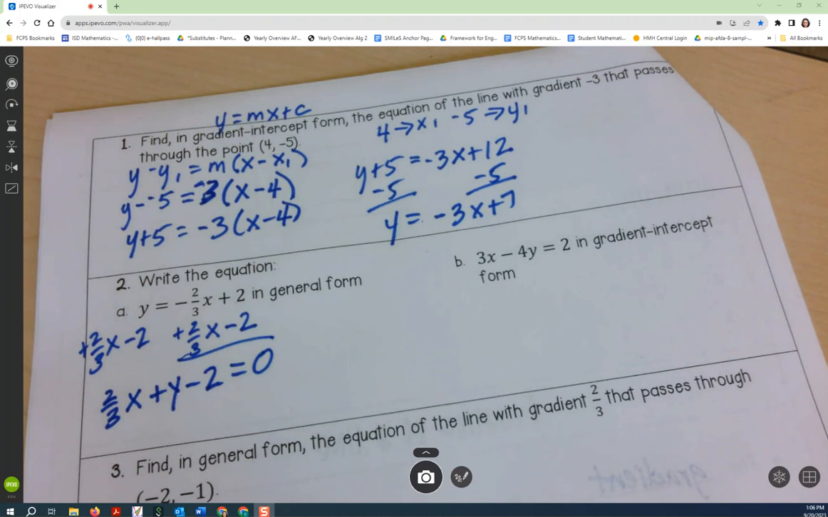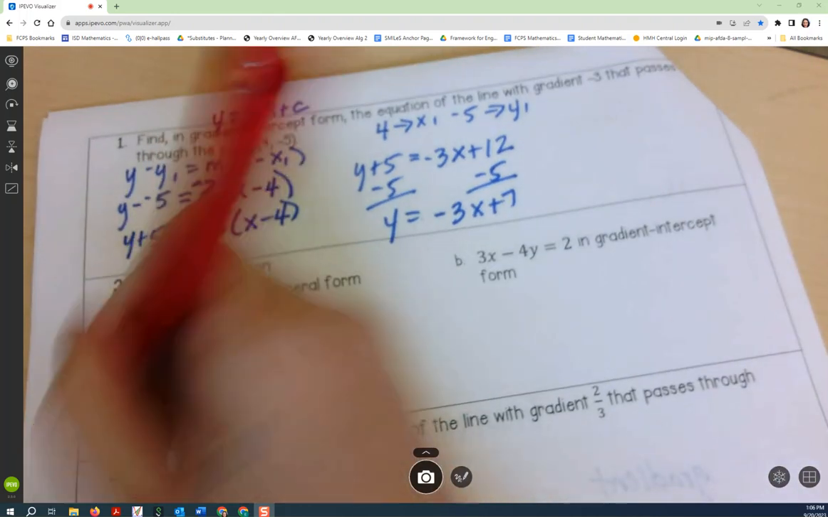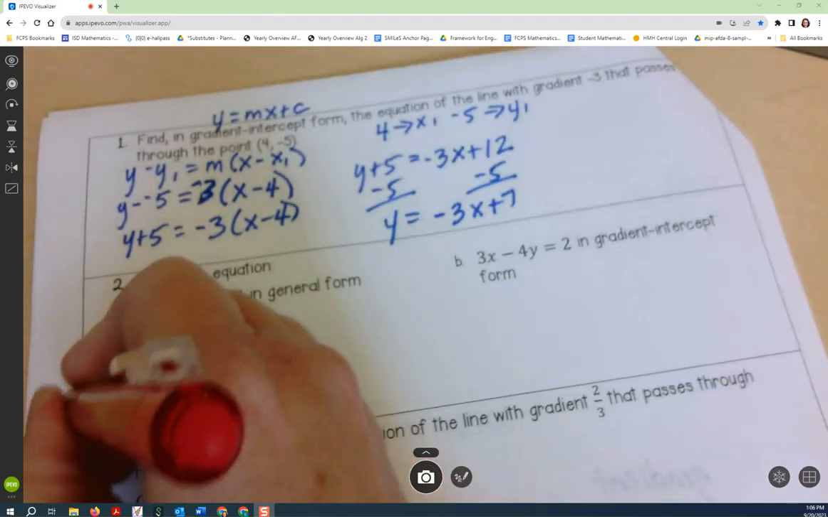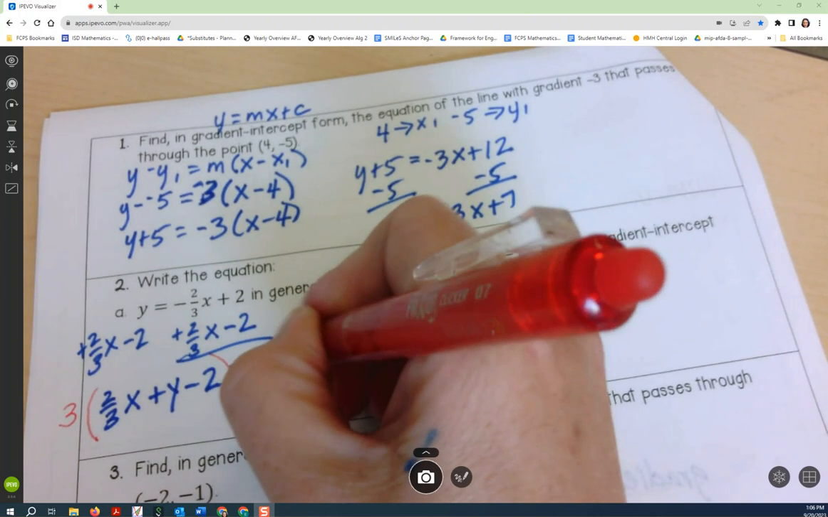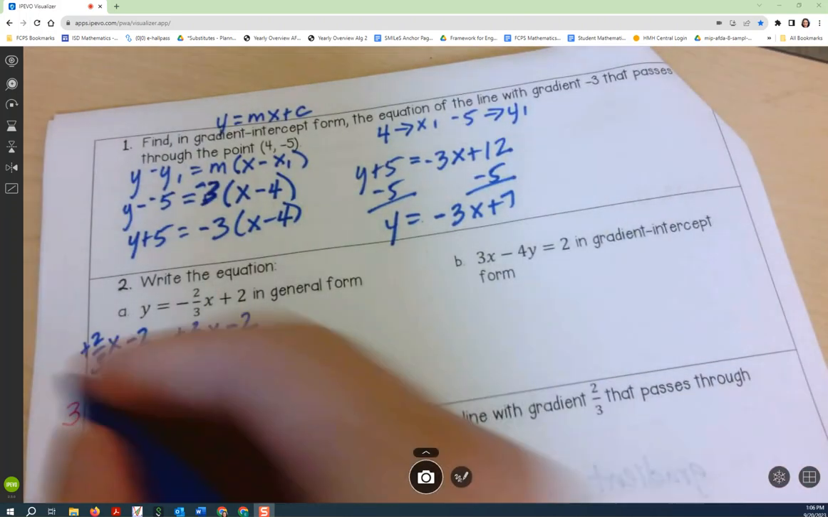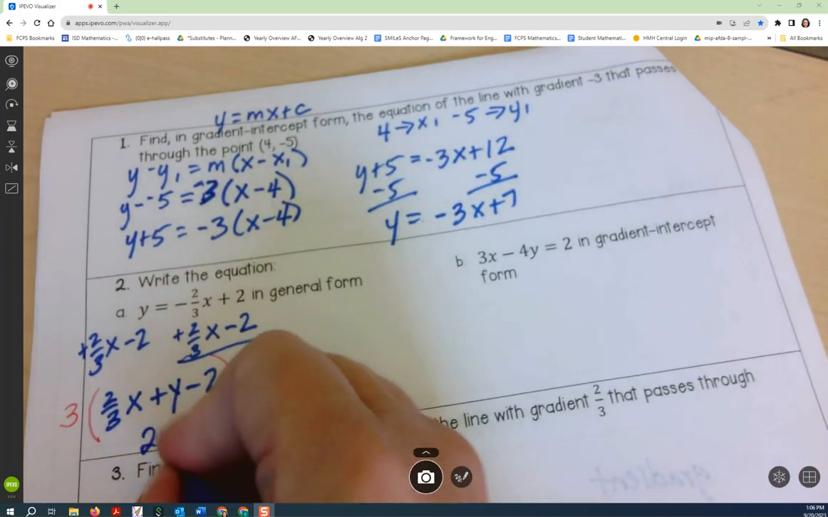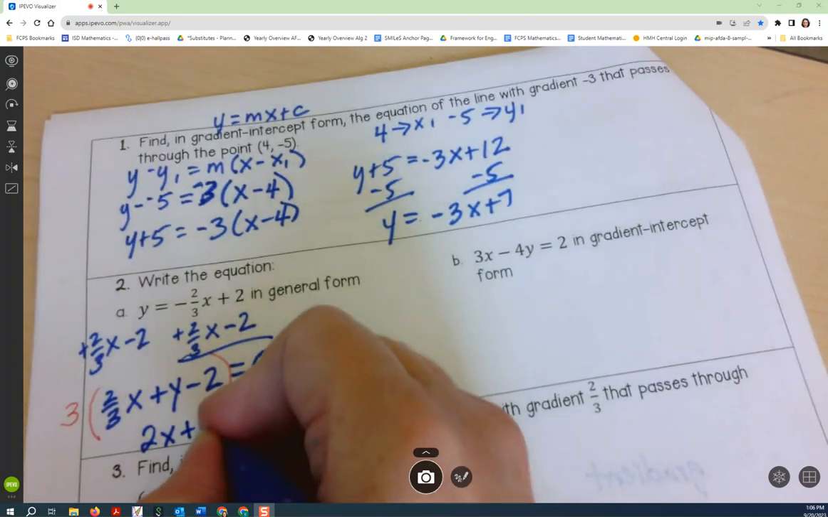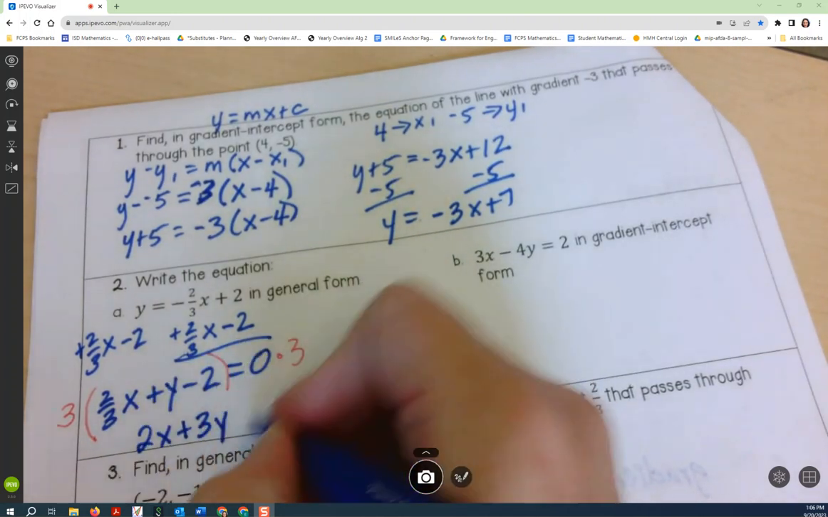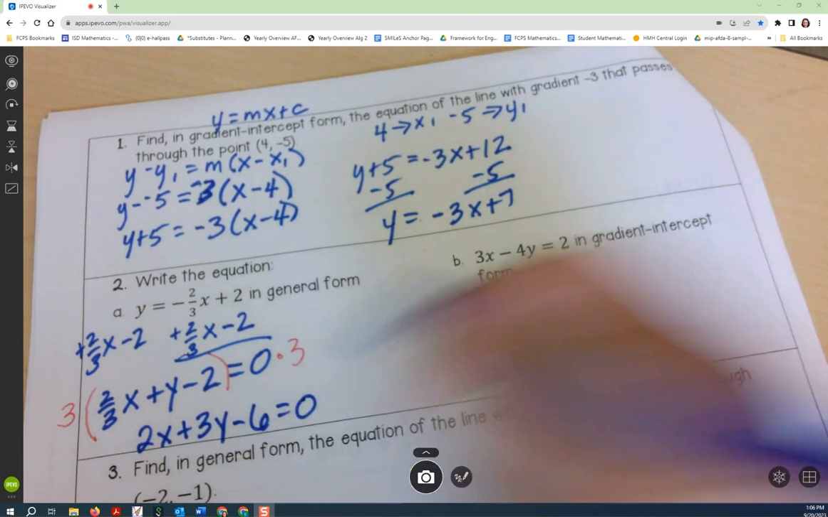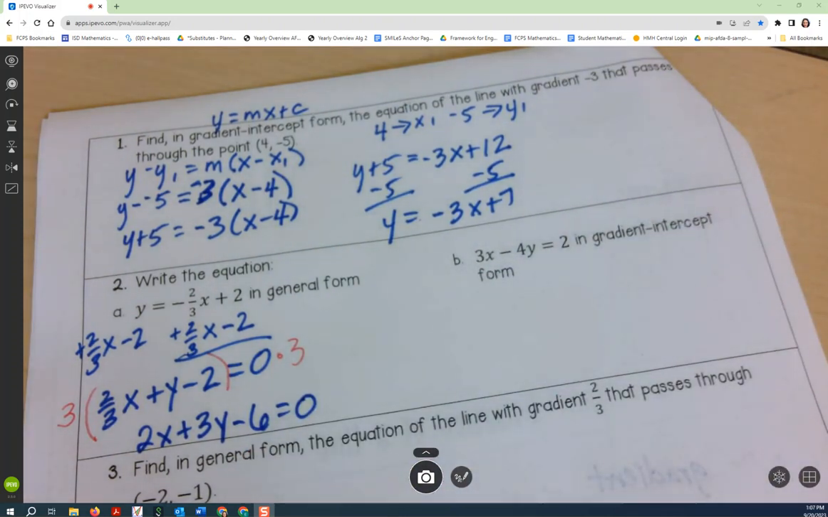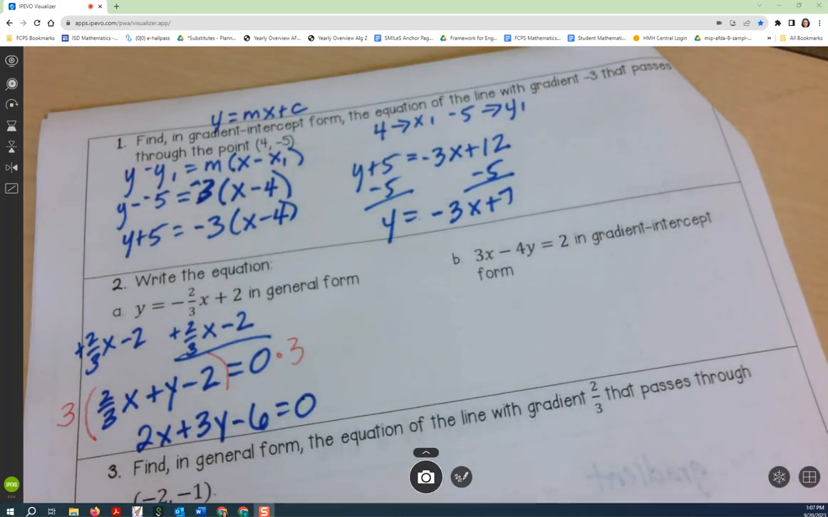Now we need to get rid of that fraction 2/3, and we can do that by multiplying both sides by 3. So I'll do 3 on this side and 3 on this side. Distributing the 3, I'm going to get 2x plus 3y minus 6 equals 0. So you should pause the video for a minute and try these on your own.